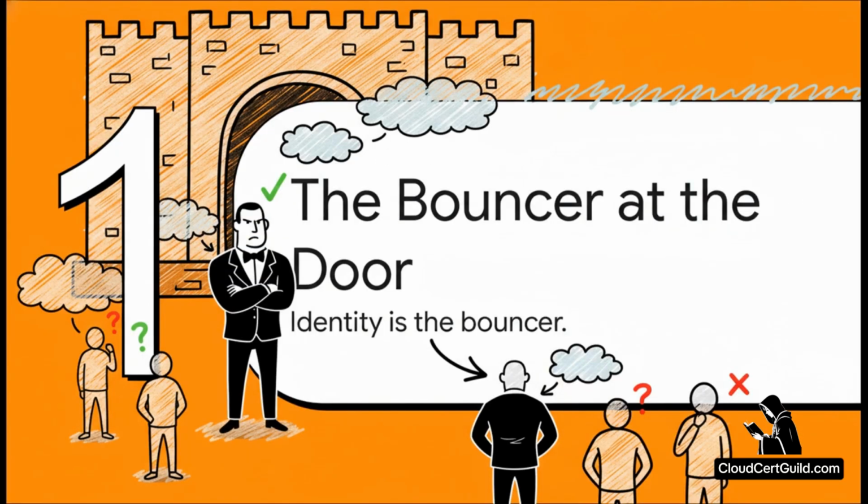Okay, first things first, let's get this core metaphor locked in. Your cloud, it's a building. It's an exclusive club. And every single person, every single app that wants to get inside or even just do something, they have to get past the bouncer. And in the world of the cloud, that bouncer has a name, identity.